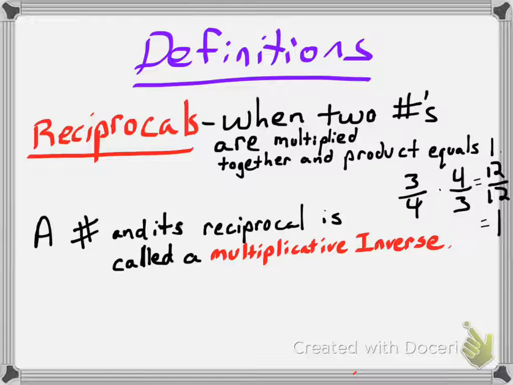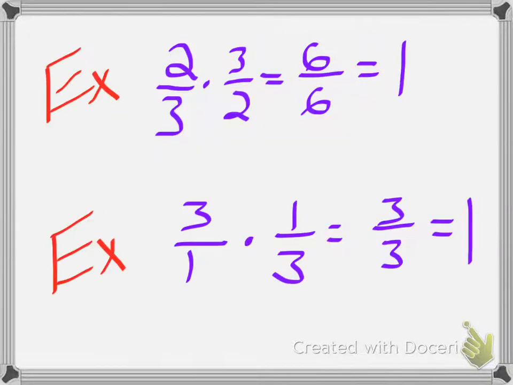Alright. A number and its reciprocal is called a multiplicative inverse. So if I said, what is 3/4's reciprocal? You would say 4/3. The multiplicative inverse is 3/4 and 4/3. They're both numbers. That's just how you say it.